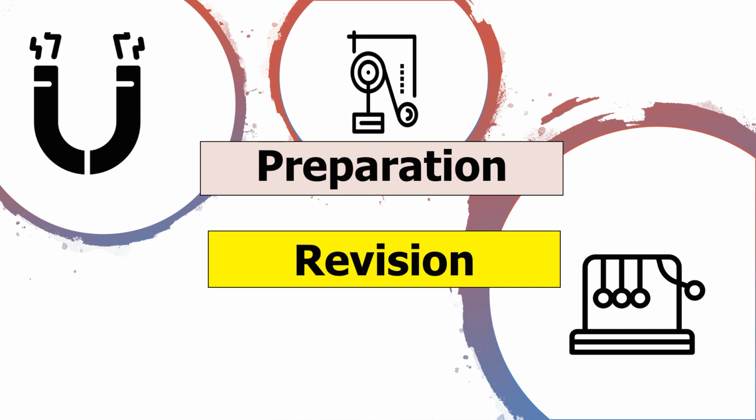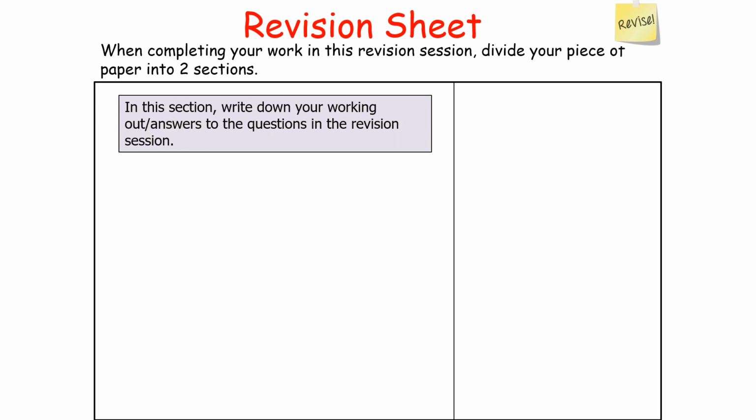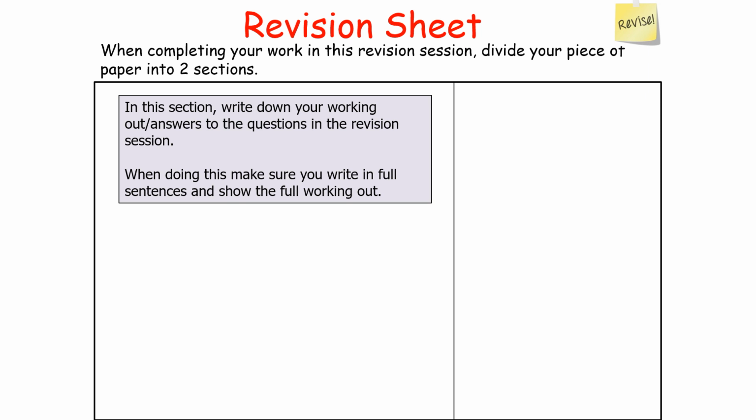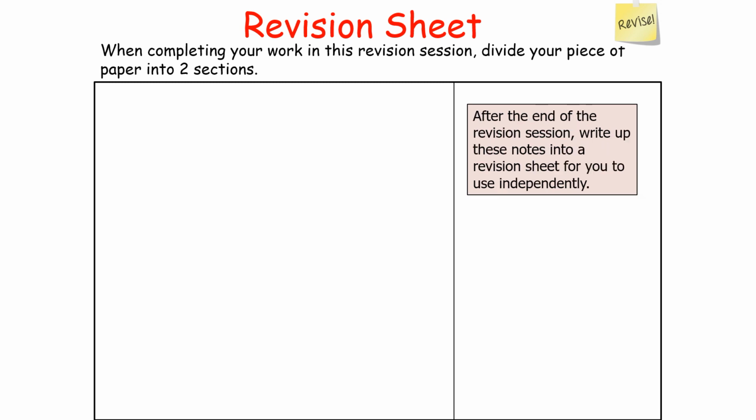So how should you prepare for this revision session? When completing your work, divide your piece of paper into two sections. Make the section on the left hand side larger than the right hand side, and in this left hand side section write down your working out and answers to the questions. Make sure you write in full sentences and show your full working out. In the right hand side section, write down any information you find useful or any hints and tips on answering questions from this revision session, and at the end write up these notes into a revision sheet for you to use independently.